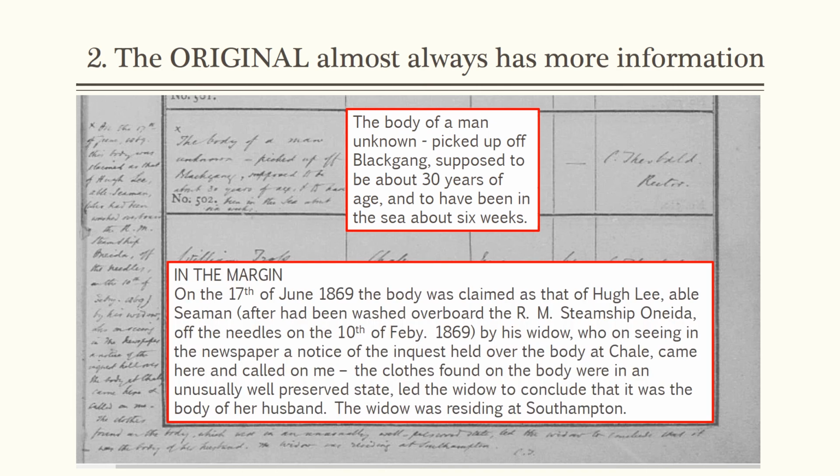However, in the margin it says, on the 17th of June 1869, the body was claimed as that of Hugh Lee, able seaman, after having been washed aboard the RM steamship Oneida off the Needles on the 10th of February 1869 by his widow, who on seeing in the newspaper a notice of the inquest held over the body at Chale, came here and called on me. The clothes found on the body were in an unusually well-preserved state, led the widow to conclude that it was the body of her husband. The widow was residing at Southampton. I would certainly want to know that story if this was my ancestor.